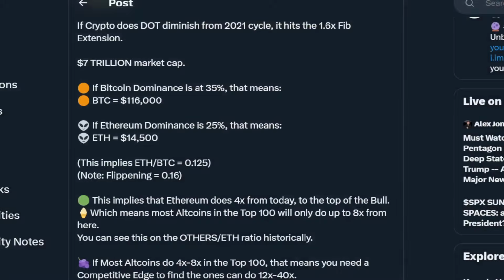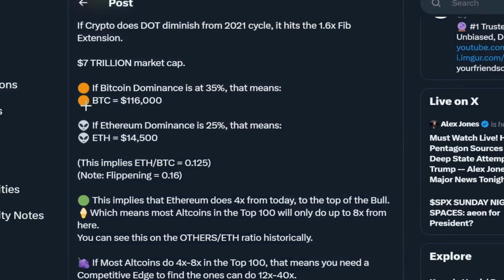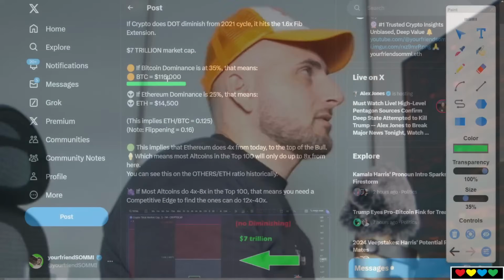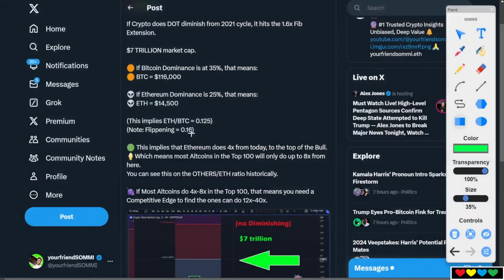So you do 35% of a $7 trillion industry, and then you will get the market cap of Bitcoin. And I found the actual prices. The price they land at is, okay, Bitcoin is $116,000. So, of course, you've got to give some leeway. Maybe Bitcoin dominance is a bit more, a bit less, whatever, $116,000. You also get, friends, Ethereum at 14,500.